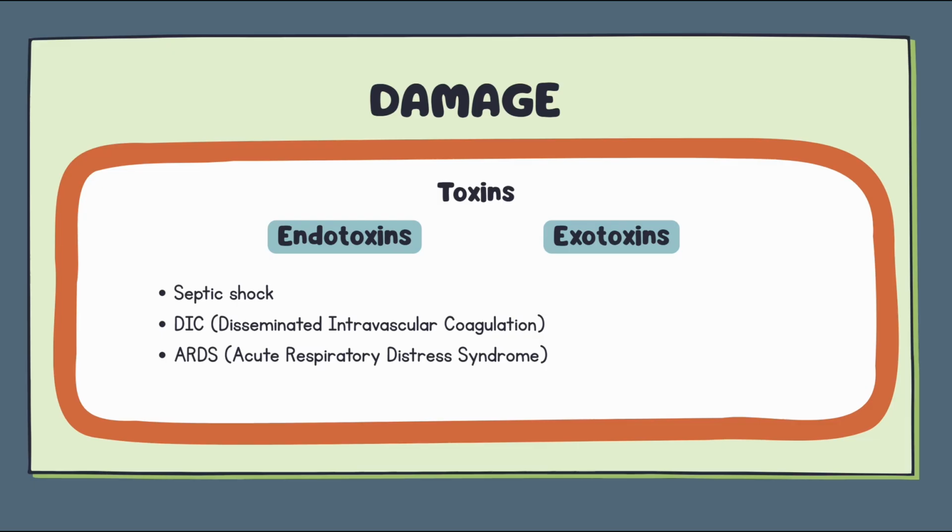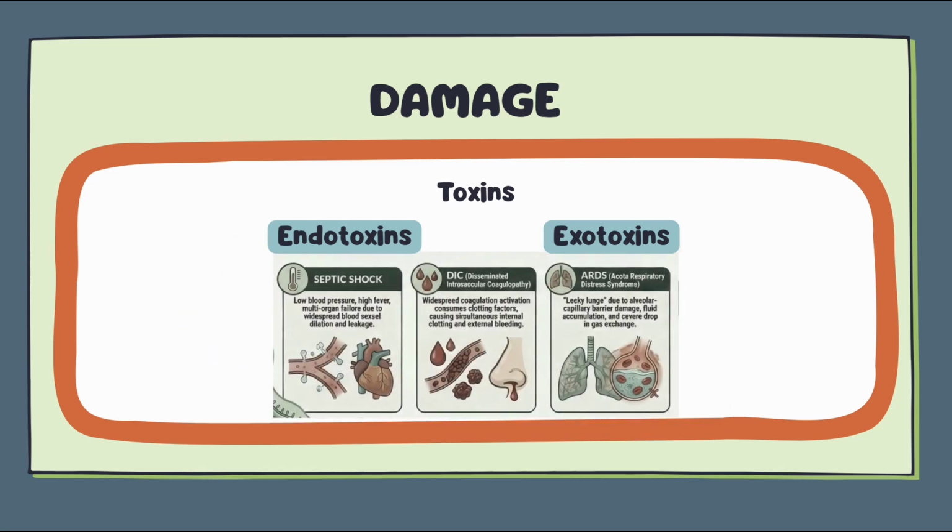Lastly, we have acute respiratory distress syndrome. Severe inflammation damages the alveolar capillary barrier in the lung, and this leads to fluid leaking into the alveoli, which causes what we call leaky lungs. And so this leads to impaired gas exchange and severe hypoxemia, meaning the blood cannot carry enough oxygen. So in ARDS, we have leaky lungs due to the damage of the alveolar capillary barrier. And so that means we have a drop in the gas exchange. And so that would lead to hypoxemia.